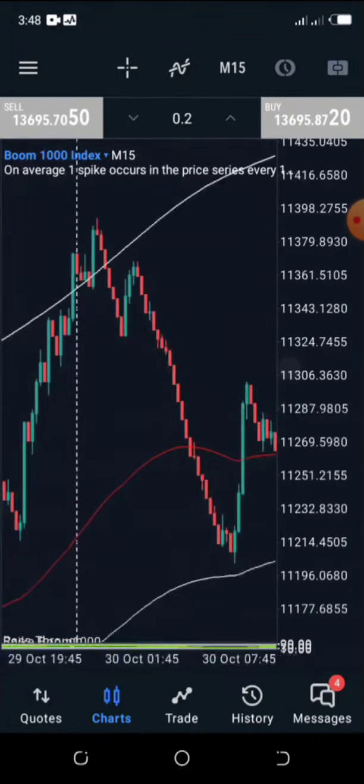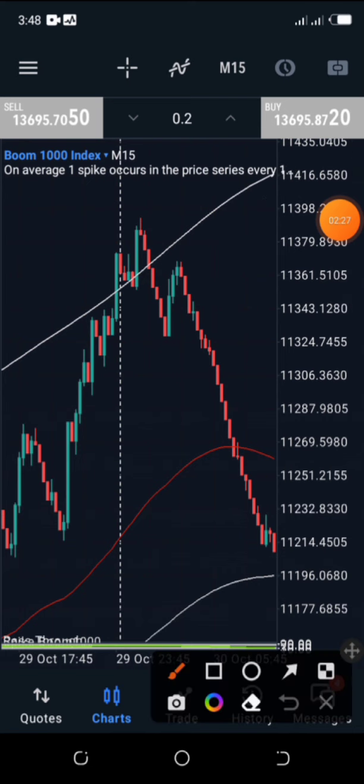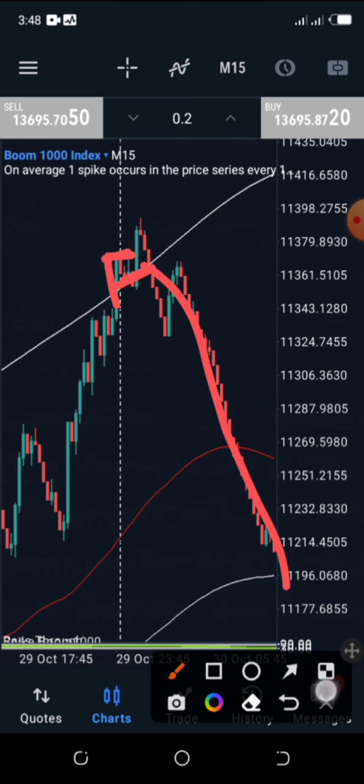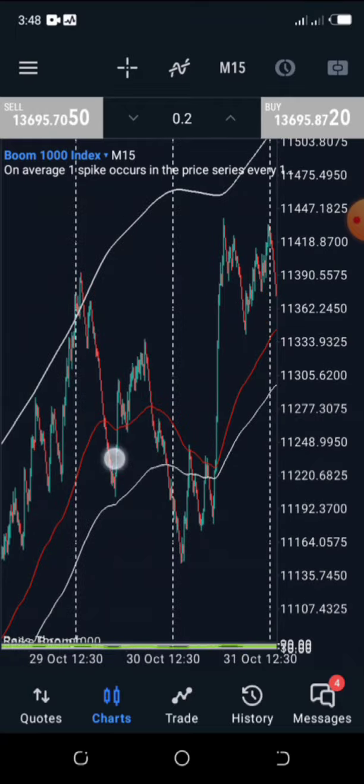Can you see? As it's touching, it's coming down. As it's touching, you understand? So this one spike, you let it spike to the upside, and then you enter. You understand? And then what happens? Look at how it dropped to the downside. Can you see that it dropped to the downside?